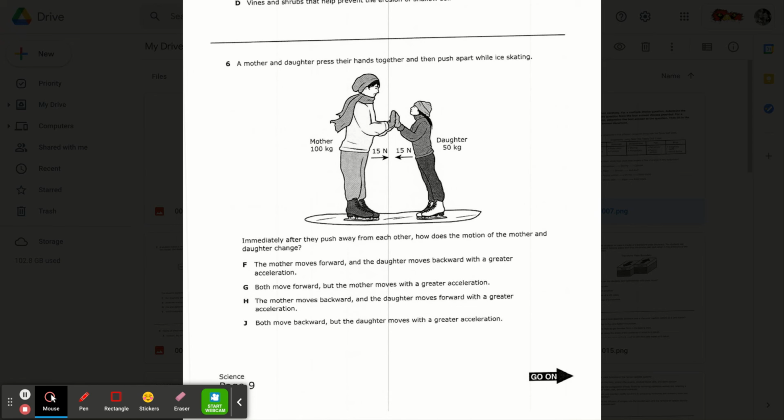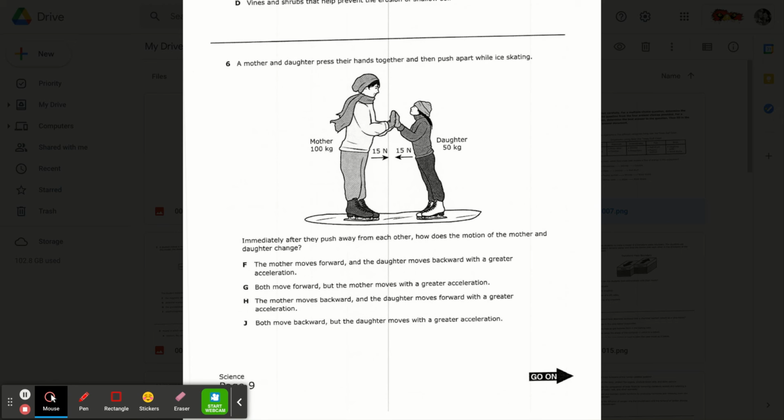Number 6, a mother and daughter press their hands together and then push apart while ice skating. Immediately after they push away from each other, how does the motion of the mother and daughter change? F, the mother moves forward and the daughter moves backward with a greater acceleration.